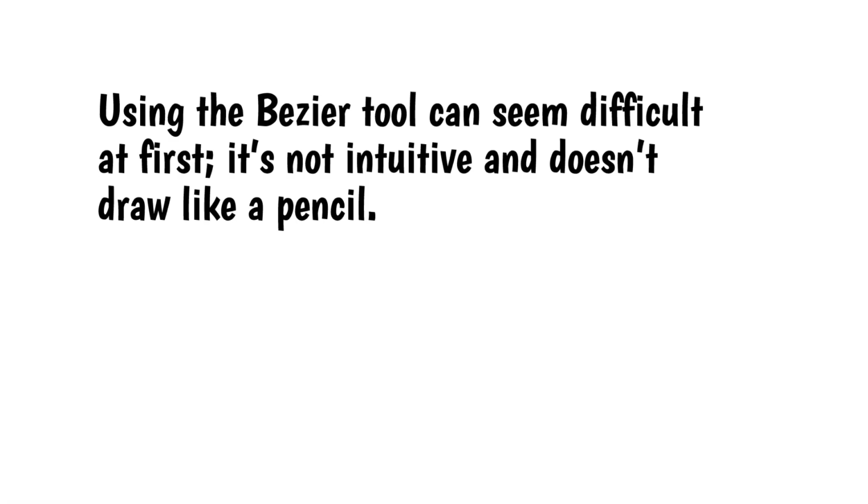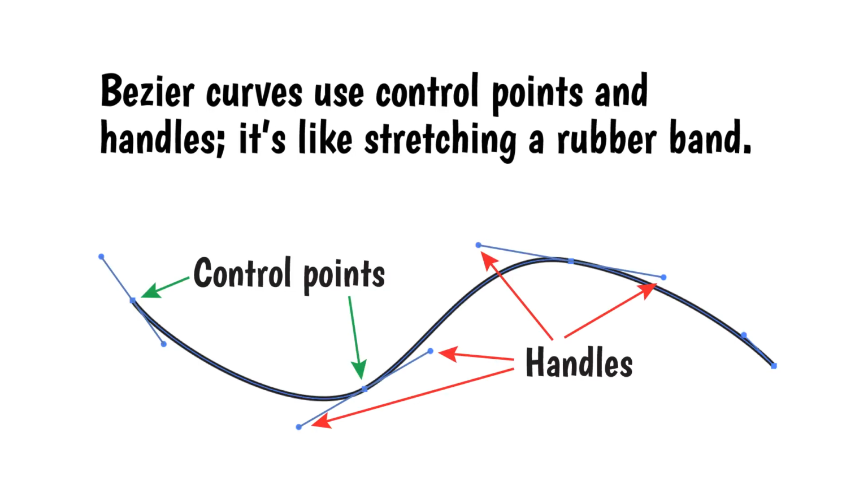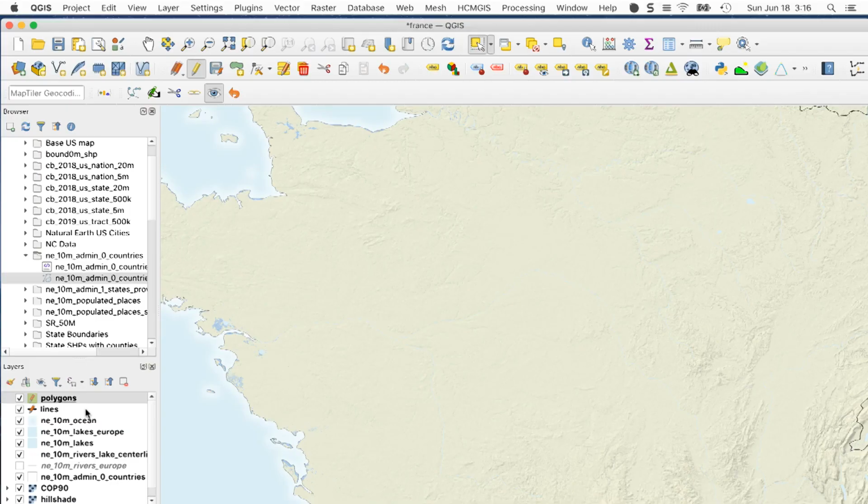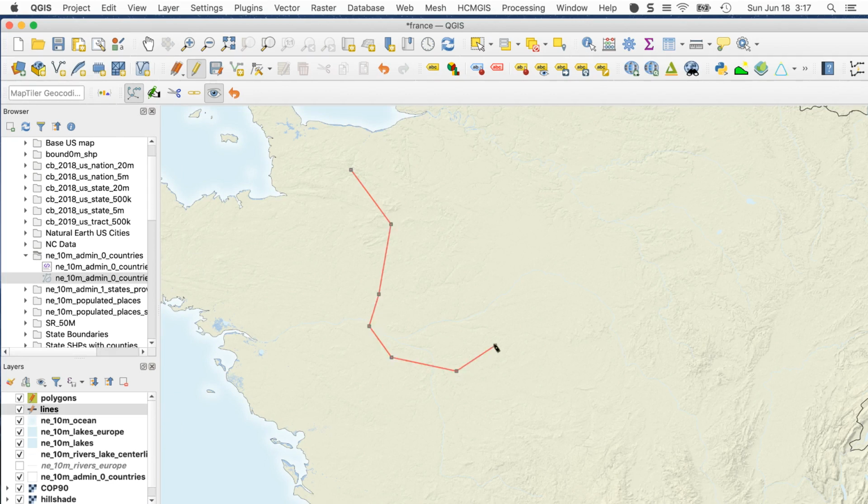Using the Bezier tool can seem difficult at first. It's not intuitive and doesn't draw like a pencil. Bezier curves use control points and handles. It's like stretching a rubber band. Here are the basics. I've created a new shapefile layer set to line and selected the Bezier tool. First, I'll create a straight line section by clicking the mouse wherever I want to change direction, then right-click to end the line. So far, this is no different from the regular QGIS line tool.